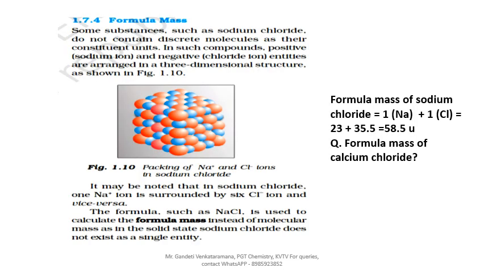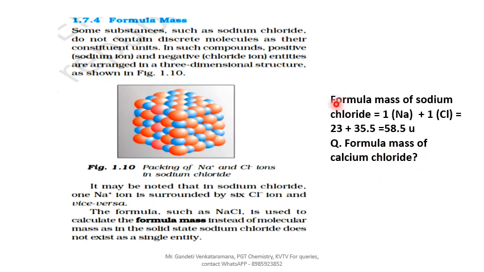Next, formula mass. The word is different, formula mass, but the calculation of formula mass is the same as that of molecular mass. For example, formula mass of sodium chloride. Sodium chloride formula NaCl. So 1 Na plus 1 Cl: 23, the atomic mass of Na, plus chlorine 35.5, equals 58.5 U. Formula mass of calcium chloride is the homework for you.